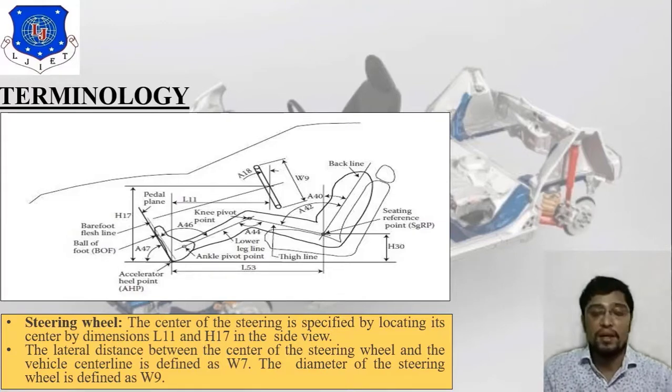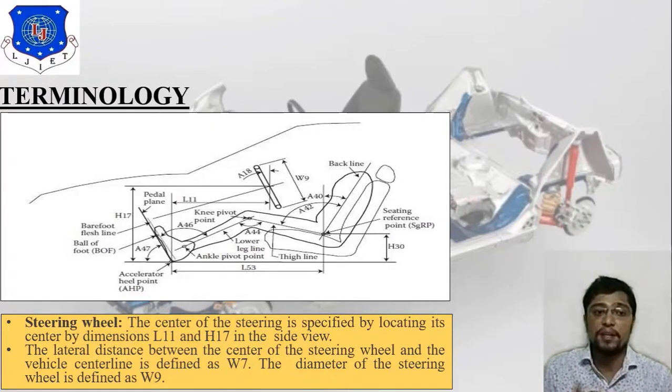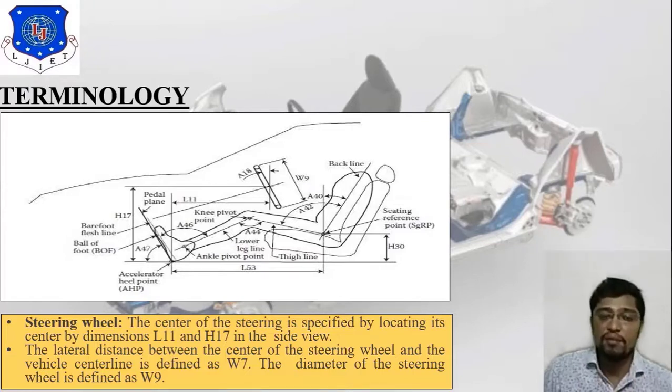Based on the H point referencing, or you can take the sitting reference point, we will discuss the steering wheel. What is the steering wheel? The center of the steering wheel is specified by locating its center by dimensions L11 and H70 in the side view. In the image you can find L11 and H70. So this is the steering wheel concept.